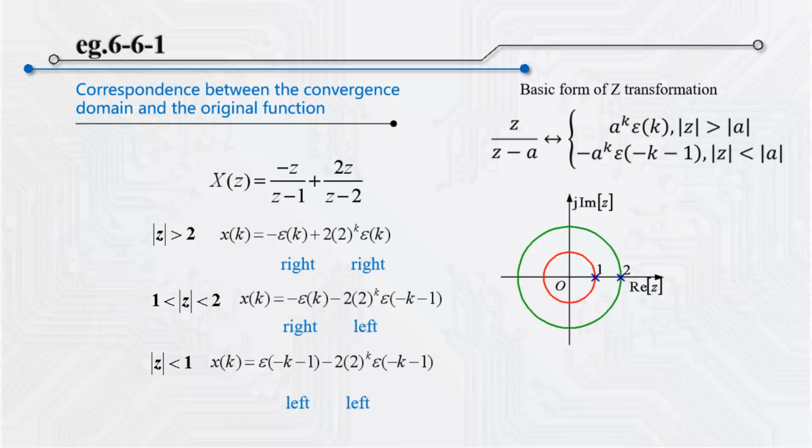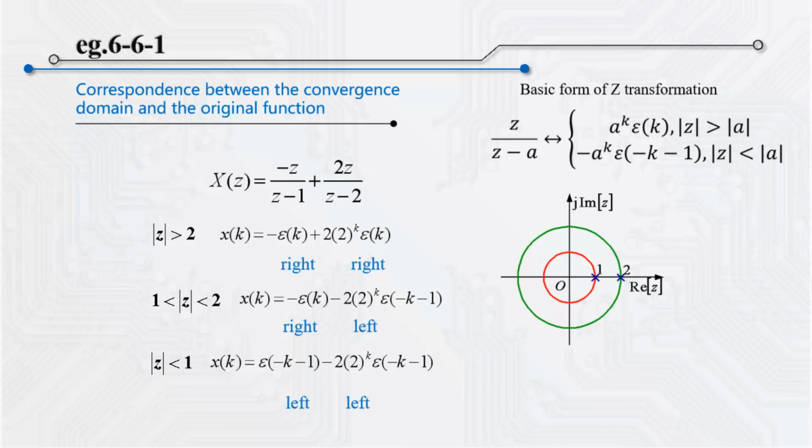Finally, there is a form of left-sided (anti-causal) sequence, that is, the area within the circle where the convergence domain is the smallest. According to the above, we can see that the modulus of z is smaller than that of a. The two sequences corresponding to this case are all left-sided sequences, which is the form of the sequence on the left. We write the corresponding form of this partial fraction expansion. Then everyone can see such a result.